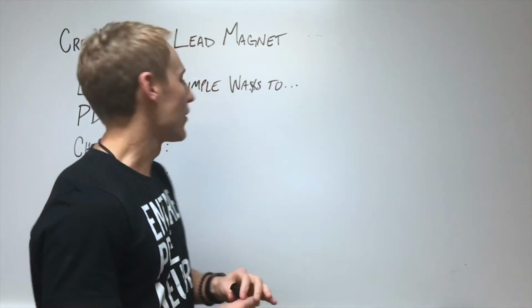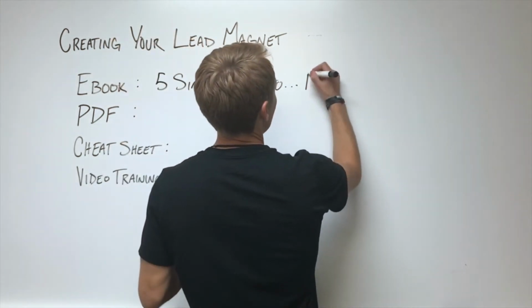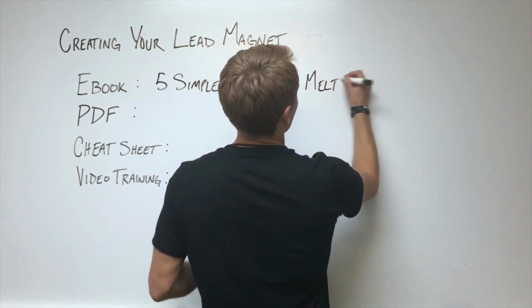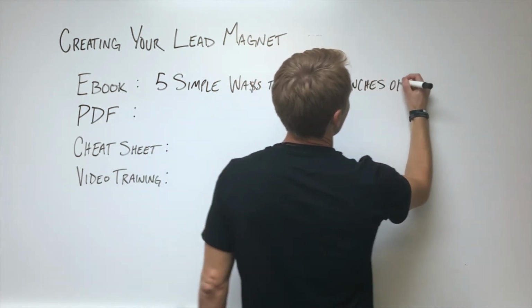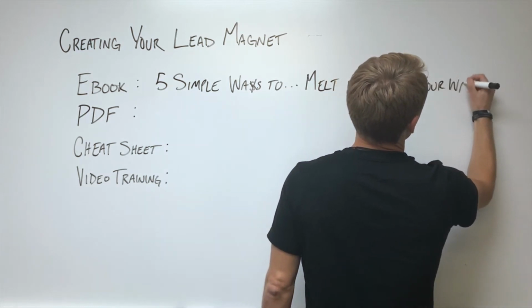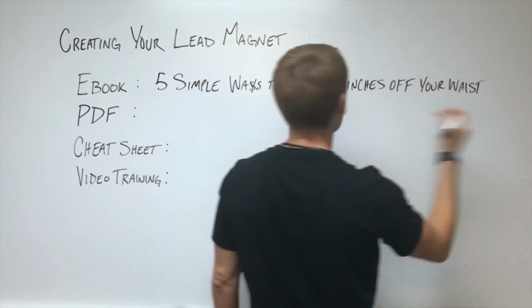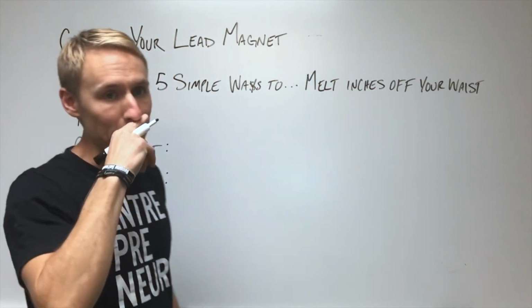So we'll go ahead with 5 simple ways to, and if it's for weight loss, it would be melt inches off your waist. That's way over there, so hopefully you guys can read that. That's just an example. It all depends on what niche you're in, so keep that in mind.